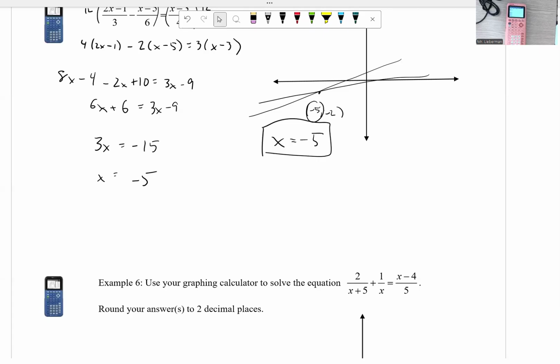How many solutions are you seeing on this? 2. Oh, I guess 3. Wait, what?